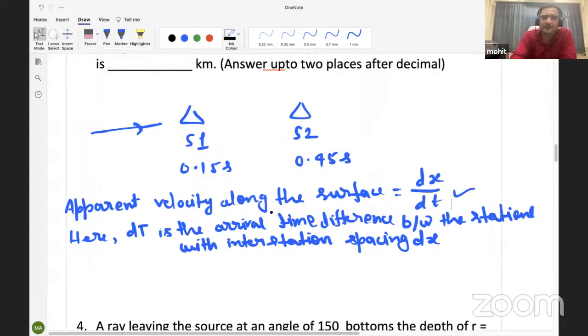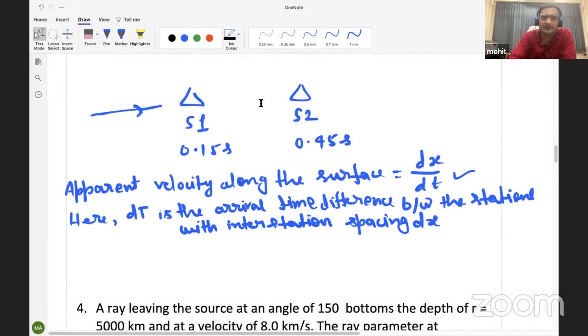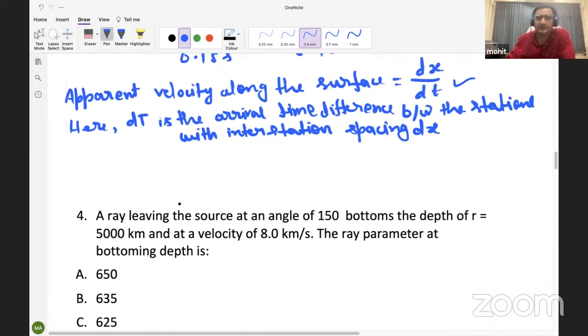Okay, so if you look at this formula, apparent velocity along the surface. So apparent velocity, if you look at the question, it is given that is 4.5 kilometer per second. So we will use that. So using this formula, we will write 4.5 will be equal to dx divided by arrival time difference.